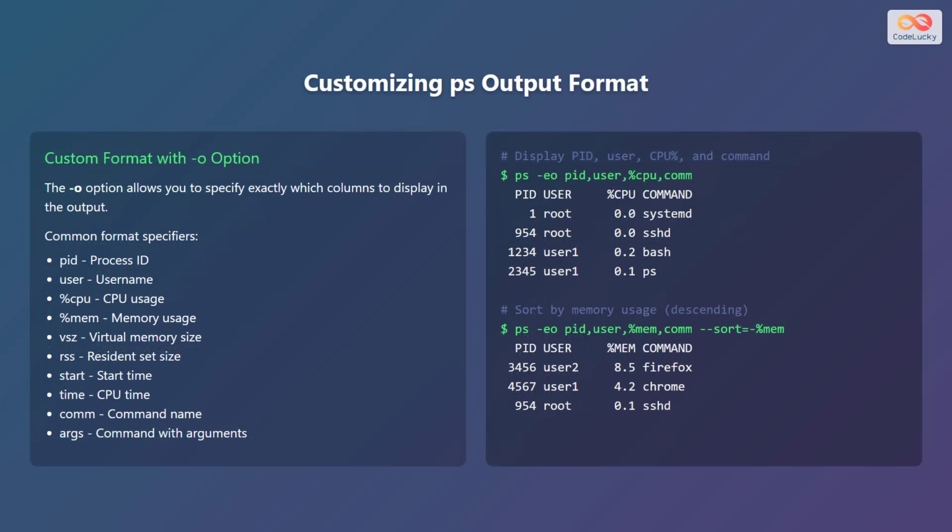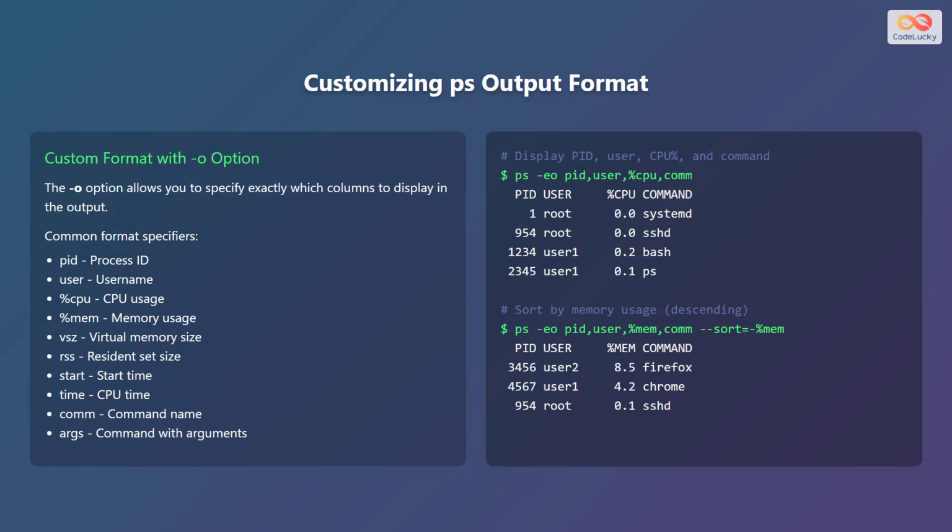The -o option allows you to specify exactly which columns to display in the output. Here are some common format specifiers. pid stands for Process Identification Number. user stands for username. %cpu stands for CPU usage. %mem stands for memory usage. vsz stands for virtual memory size. rss stands for resident set size. start stands for start time. time stands for CPU time. comm stands for command name, and args stands for command with arguments.